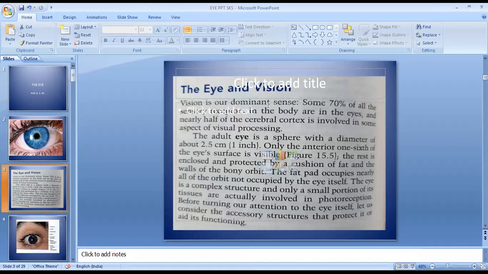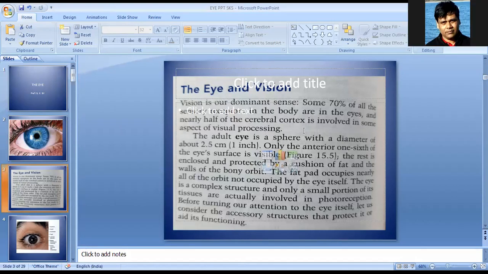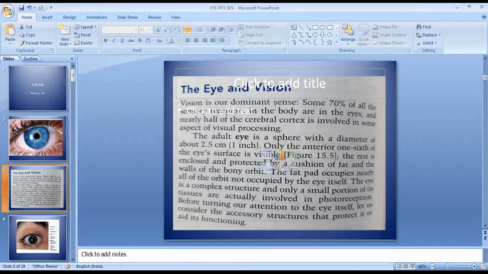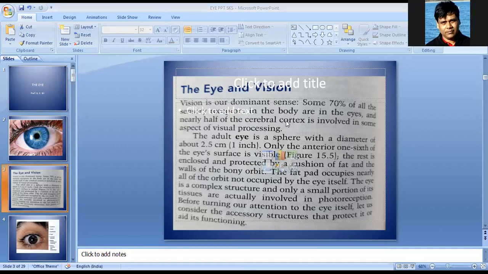Vision is our dominant sense. Some 70% of all the sensory receptors in the body are in the eyes, and nearly half of the cerebral cortex is involved in some aspect of visual processing. So you can understand how important this sensory organ is.